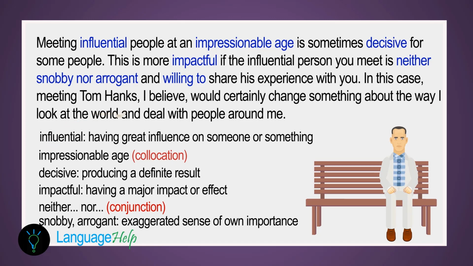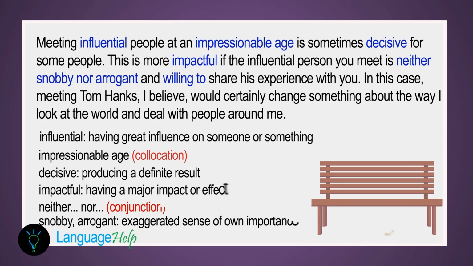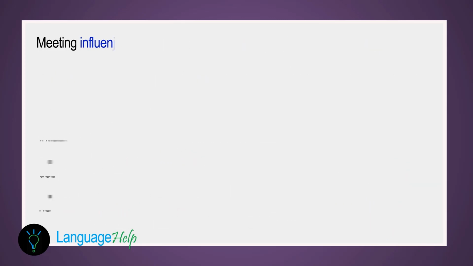An influential person is someone who has great influence on someone or something. Impressionable age is another collocation. It describes young people in their formative years. Decisive effect is an effect that produces a definite result or makes a difference. Impactful, having a major impact or effect. Neither nor is a conjunction. We call someone snobby or arrogant when they have an exaggerated sense of their own importance or value.